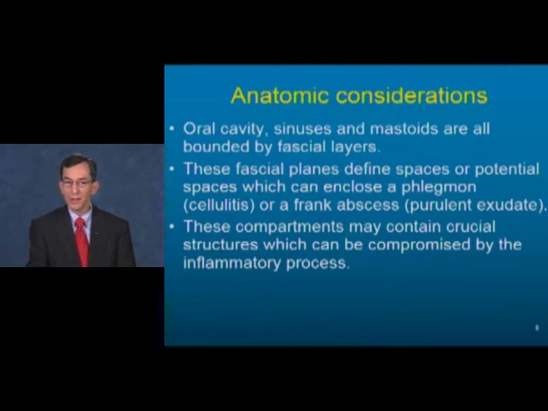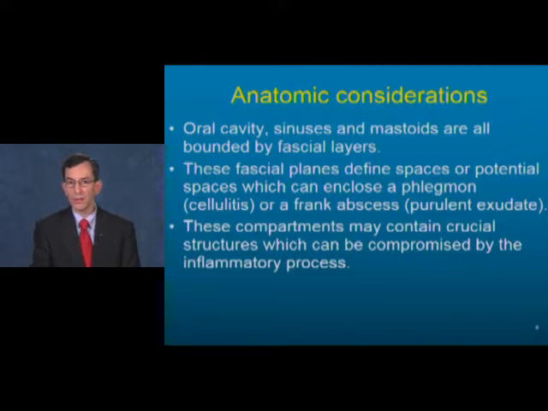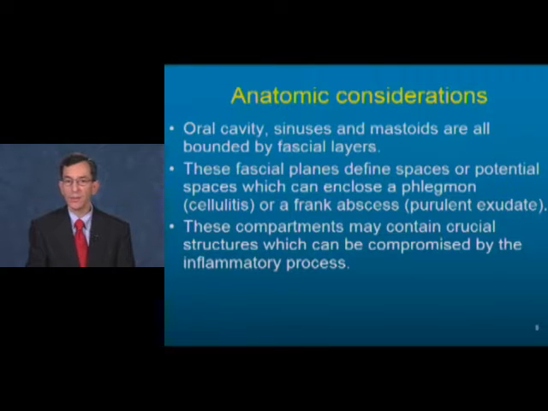So I'd like to just define or review some simple definitions, which is that all of these potential spaces in the head and neck are bound by fascial layers. These fascial planes define potential spaces which may actually become infected in the form either of cellulitis, which we would recognize on scanning as an inflammatory mass or phlegmon, or as a frank abscess, which implies the benefit of surgical drainage. These compartments often contain or abut critical structures that will be compromised and, in fact, threatened by the inflammatory process.